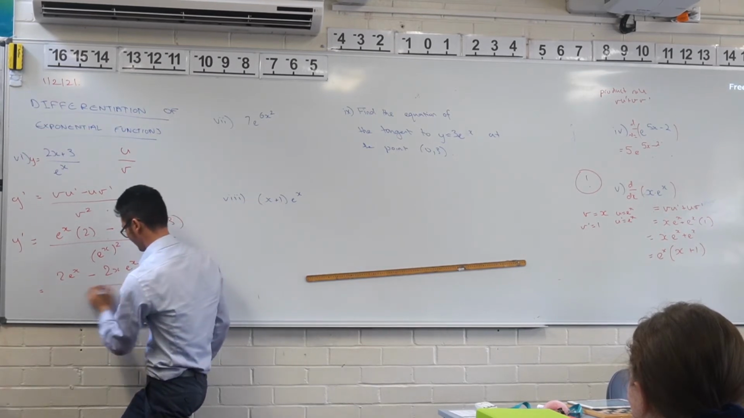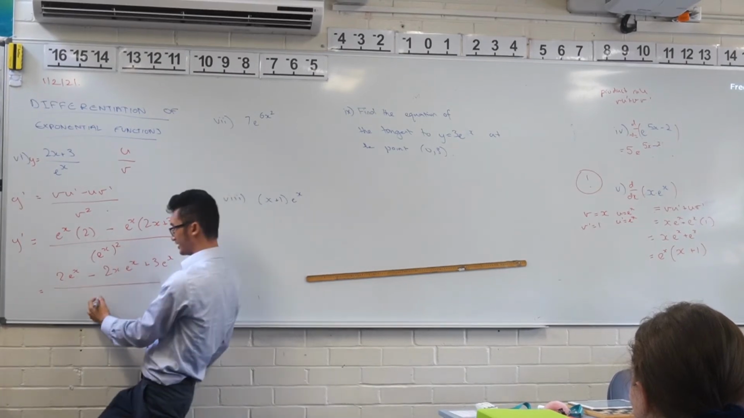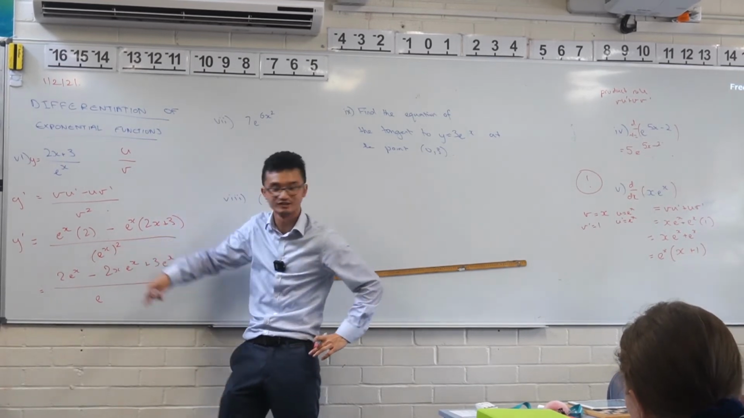Over e to the 2x. Oh, okay, so you simplify that a little bit. E to the 2x. Yeah. So is everyone clear why you can do that? All he's doing is just multiplying the powers there. So he's writing it as e to the 2x.